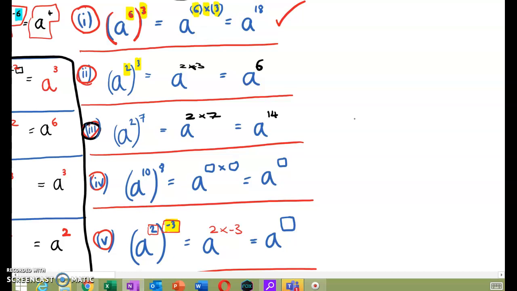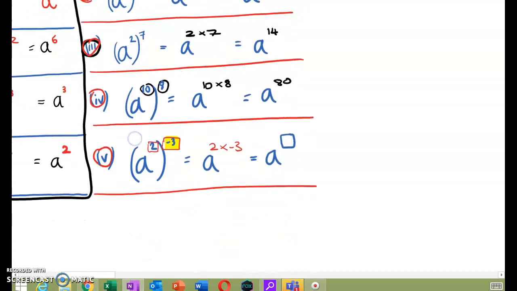Okay, the part 4. A to the power of 10, and then outside the brackets is an 8. So I've got to multiply those two numbers. So I'll have a to the power of 10 times 8. And my answer then will be a to the power of 80. And then the last one, the one that I told you to be just a little bit careful of, it's a to the power of 2 and then outside power of minus 3. So then it's going to be a to the power of 2 multiplied by minus 3, which will give me a to the power of minus 6. And that's the answer to the last one.